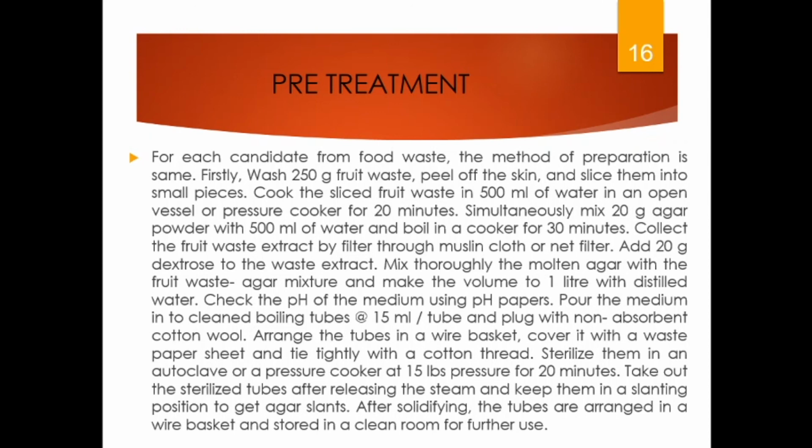Pour the medium into clean boiling tubes at 50 ml per tube and plug with non-absorbent cotton wool. Arrange the tubes in a wire basket, cover it with a waste paper sheet and tie tightly with a cotton thread. Sterilize them in an autoclave or pressure cooker at 15 lbs pressure for 20 minutes. Take out the tubes after releasing the steam and keep them in a slanting position to get agar slants. After solidifying, the tubes are arranged in a wire basket and stored in a clean room for further use.